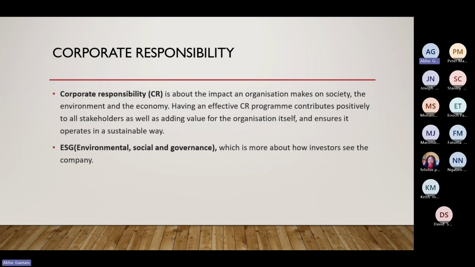Okay, so it is made up of 3 words, called the triple bottom line. One is people. People means society. Then another is planet, which means environment. And the third one is profit. Of course, business is all about economy.